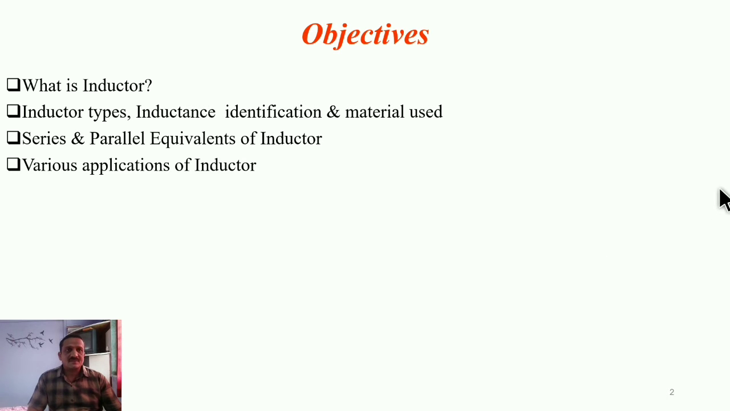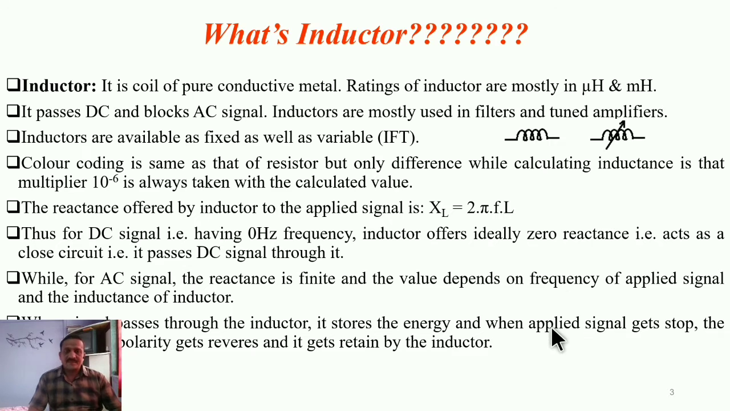So here first of all we see what an inductor is. An inductor is nothing but a coil of pure conductive material, metal, wound on a ceramic or non-conductive material. The rating of an inductor is mostly given in microhenry or millihenry. Just opposite to a capacitor, here we can see it passes DC and blocks AC signal. Why or how, we will discuss later on.